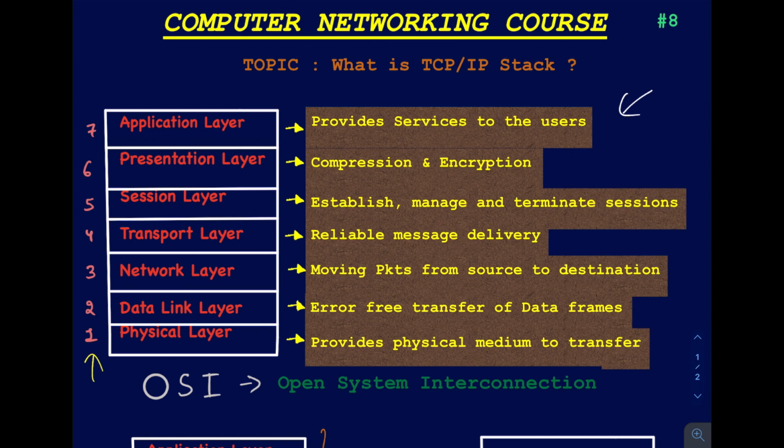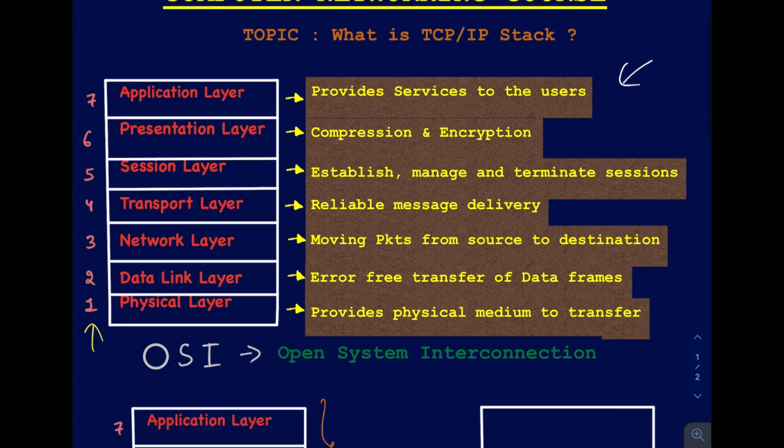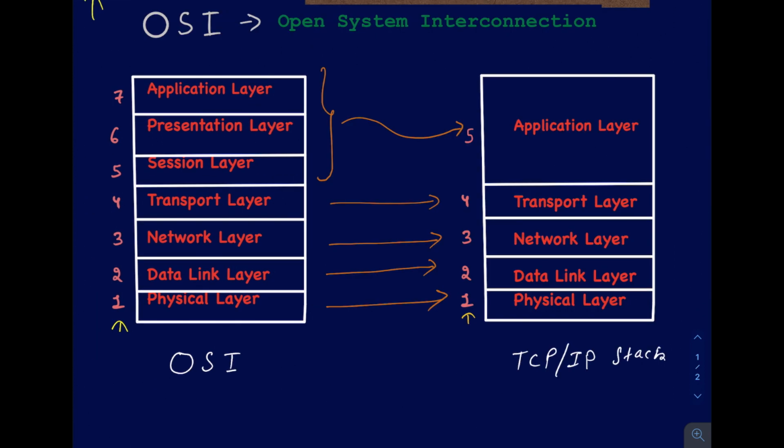So how the TCP/IP stack relates to this, we are going to discuss now. This is the OSI layer as we just saw above, and this is the TCP/IP stack. So what happens in the TCP/IP stack? We have 5 layers. A few of the top layers, the presentation and session layers, are generally merged with the application layer, and we have one application layer which handles all this part.